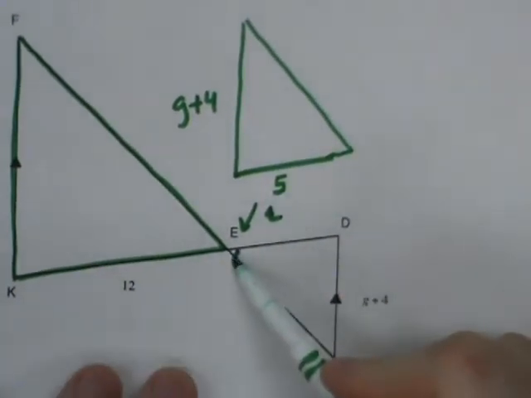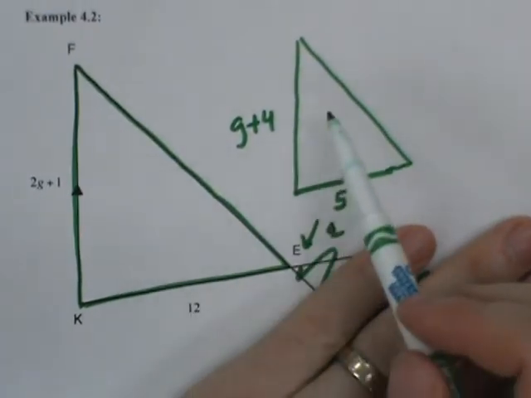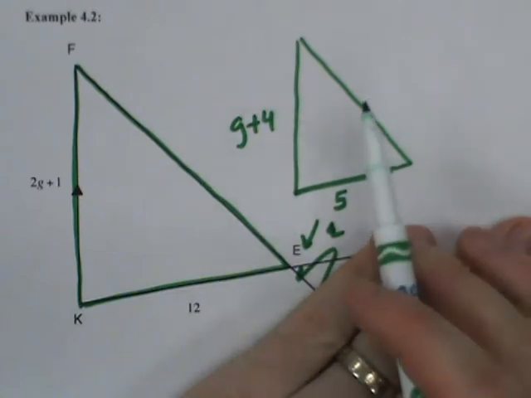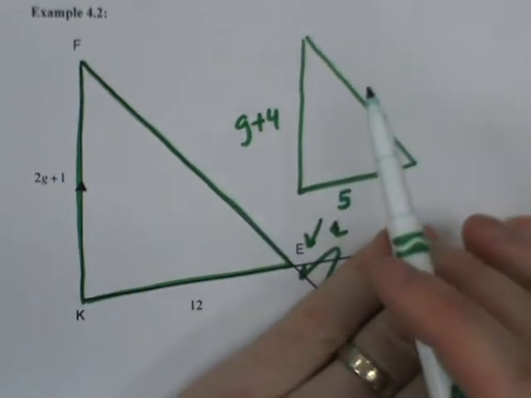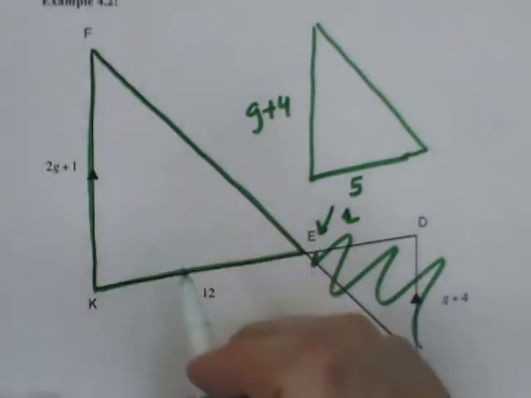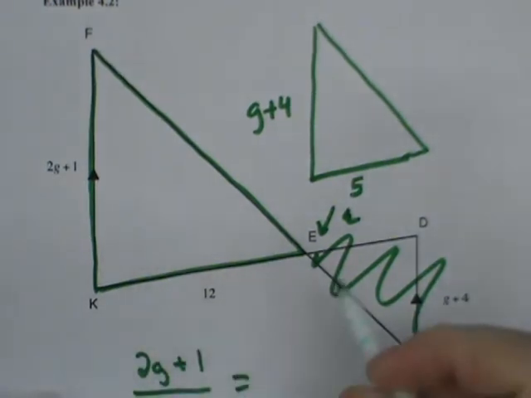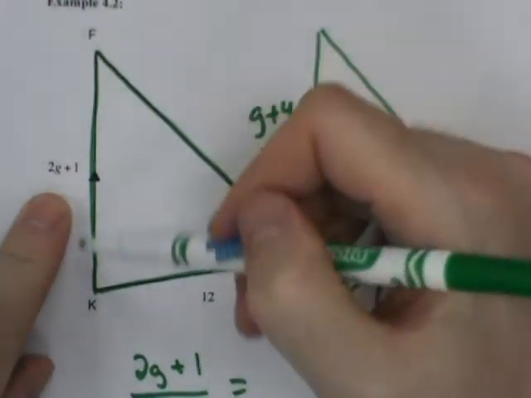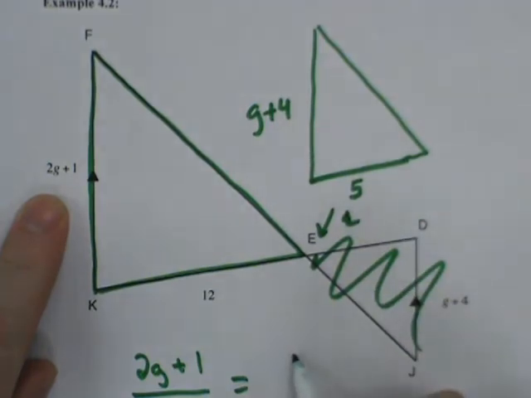And so really, I'm going to kind of scratch that out there. All I'm looking at is this triangle to that triangle. I want to set up a proportion. On this proportion, the numbers don't reduce, so it doesn't really matter how you set it up. I think I will go 2g plus 1 is to 12, as, now I have to be consistent. Since I went vertical is to base, I have to go vertical is to base. g plus 4 is to 5.